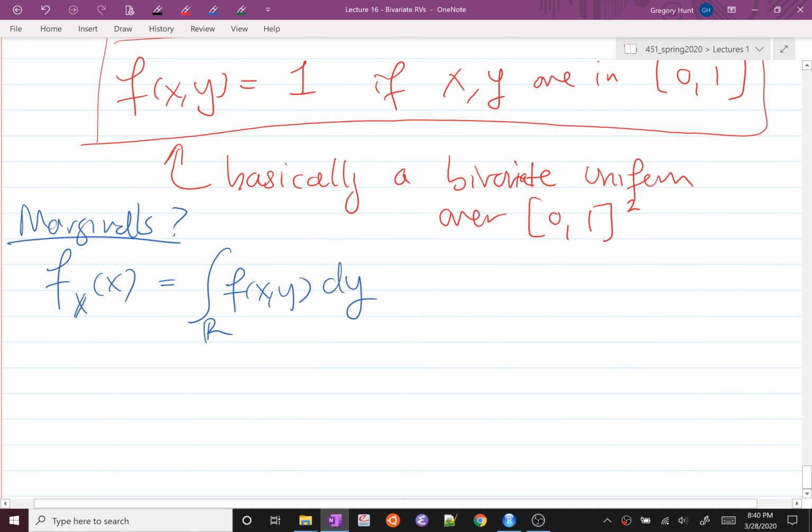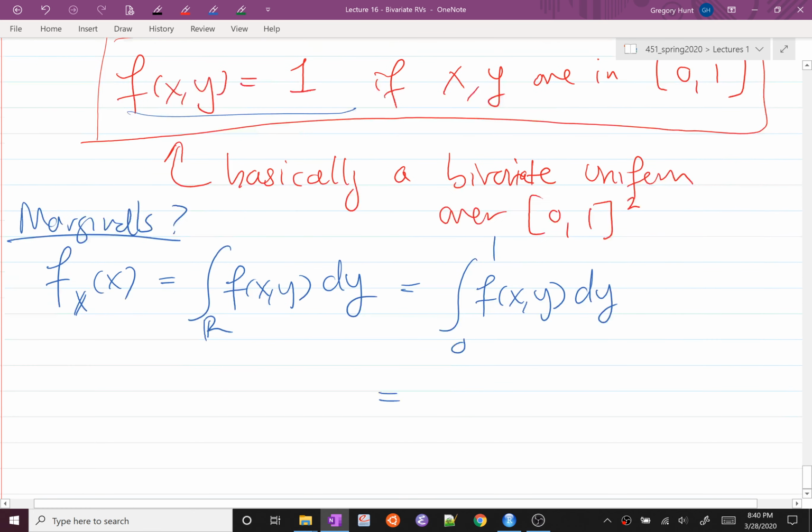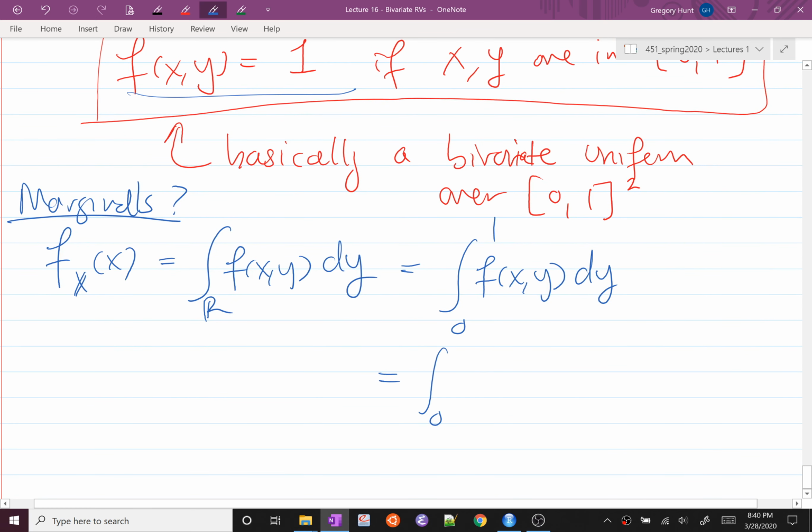And we know that the only places where this thing is positive is actually in the unit interval. So I'm just going to have to integrate 0 to 1 of f(x,y) dy. Of course, f(x,y) is just the value 1 in this interval. So you have the integral from 0 to 1 of 1 dy, and not too surprisingly, it gives me 1. So this is true for x in my unit interval.